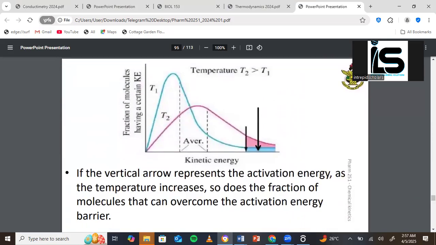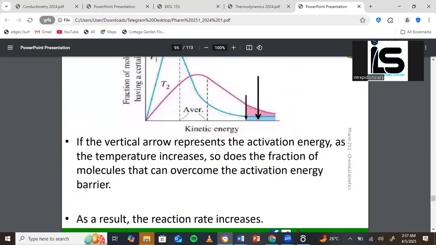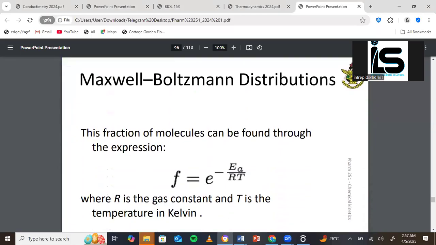So that's what has been illustrated here. Now, if you use this vertical arrow to represent the activation energy, as the temperature increases, the fraction of molecules that can overcome the activation energy also increases. That is what is being observed here. If this is the activation energy, realize that with T2, when the temperature increases, there are more particles crossing the activation energy. As a result, the rate of the reaction increases.